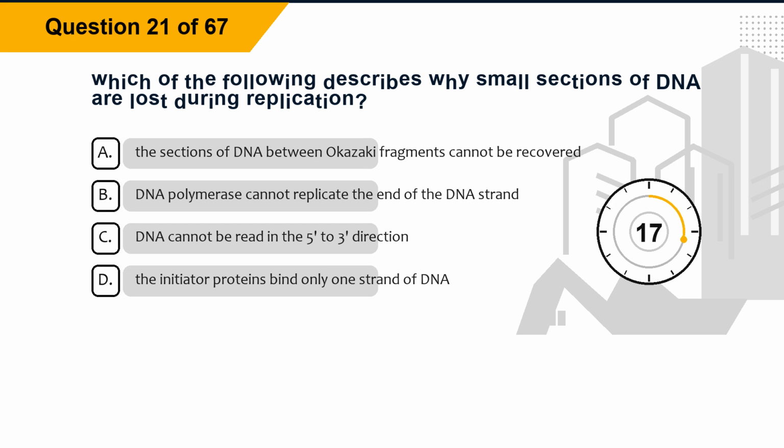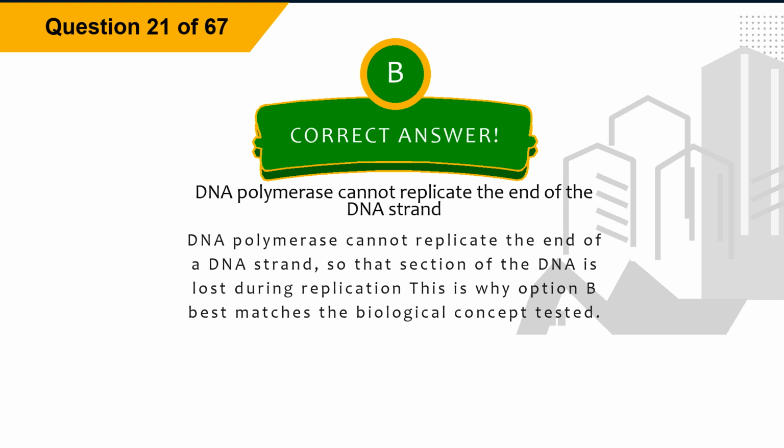Option A. The sections of DNA between Okazaki fragments cannot be recovered. Option B. DNA polymerase cannot replicate the end of the DNA strand. Option C. DNA cannot be read in the 5' to 3' direction. Option D. The initiator proteins bind only one strand of DNA. The correct answer is option B. DNA polymerase cannot replicate the end of the DNA strand.